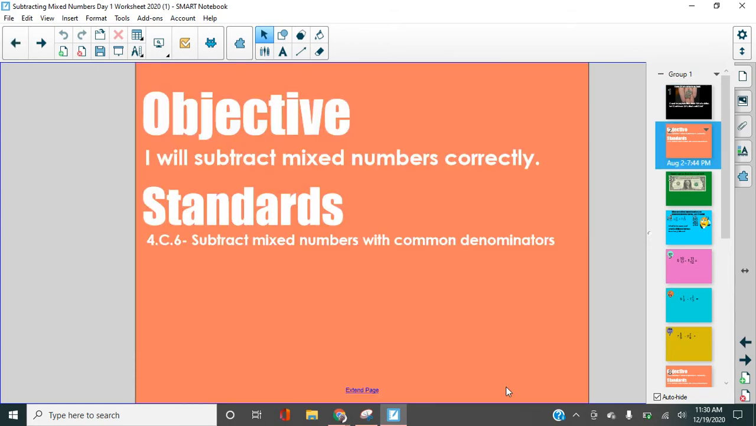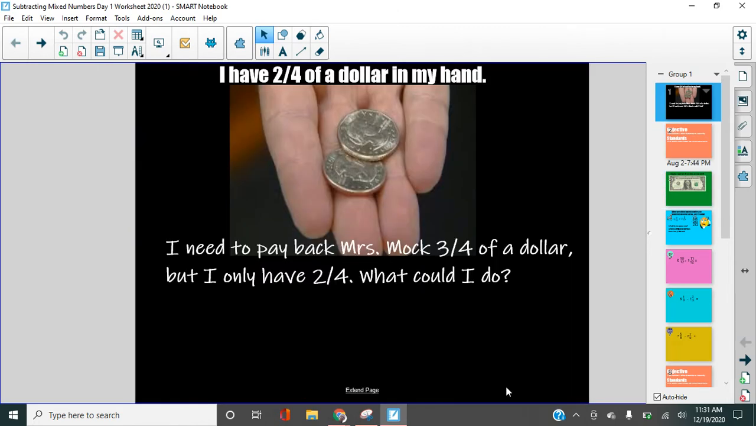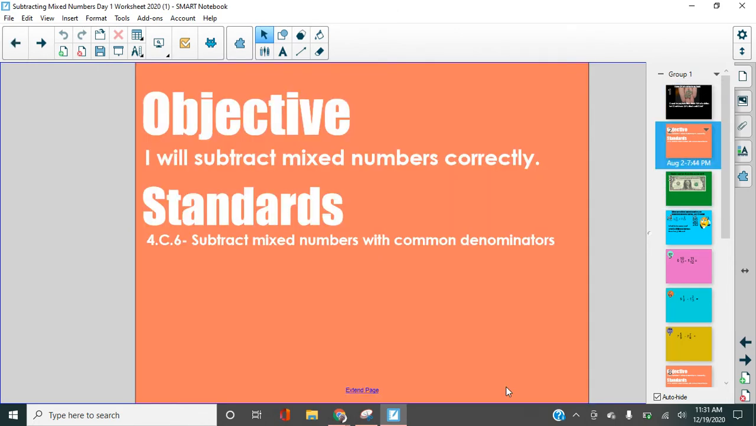Aha. Are you thinking about borrowing from a dollar bill? That's what I would do, right? I'd get 4/4. I could cash this in for 4 quarters, and then I would have enough quarters to give her 3/4. I had to give her 3 quarters. Our objective today is going to be to subtract mixed numbers correctly.